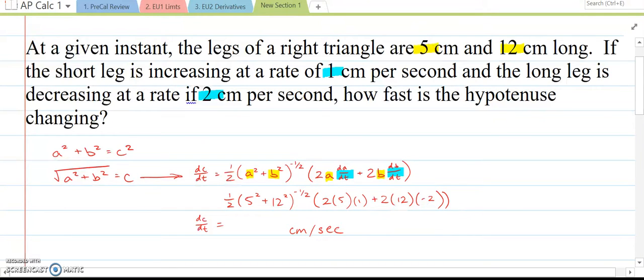So at the end of this problem, you ended up with a negative 1.462 centimeters per second. What that says is that as this ladder is moving in each direction, the vertical and the horizontal direction, the hypotenuse is getting smaller. I think I've just said the word ladder. That's really not coming up until the next question.